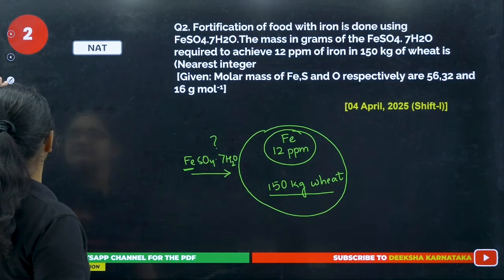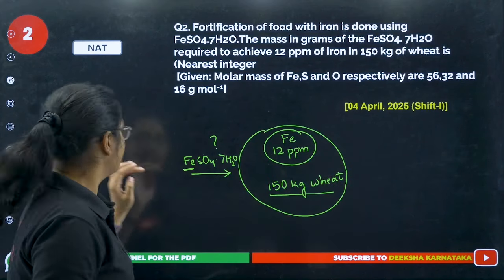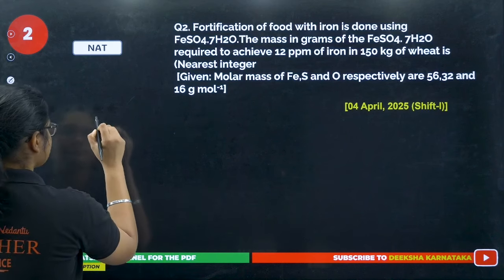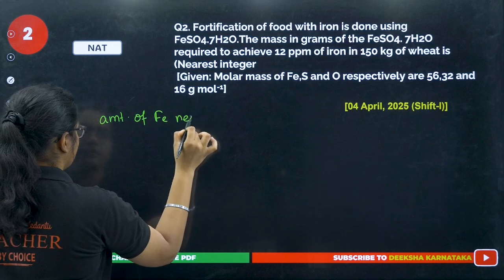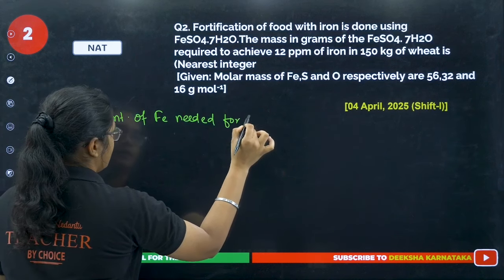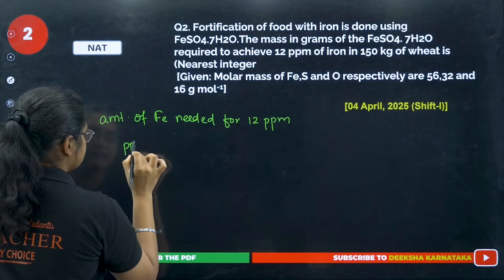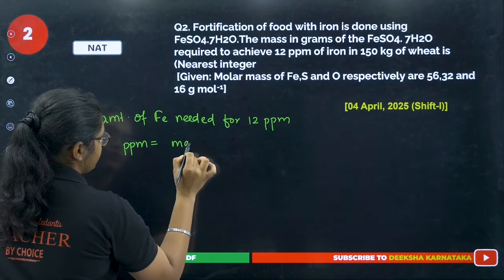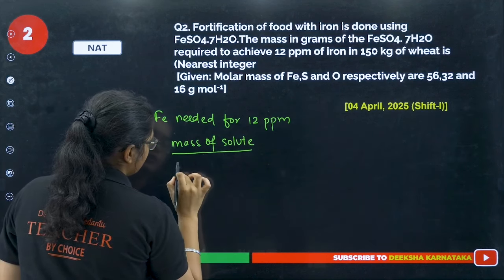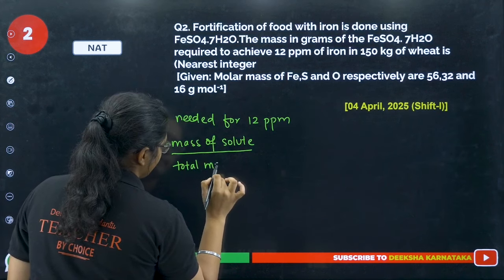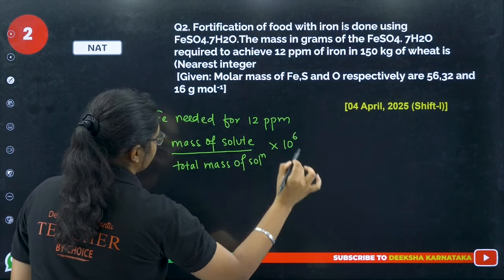Okay, so first let us calculate, for getting 12 ppm of Fe, how much Fe has to be added. Okay, so first let us calculate the amount of Fe needed for 12 ppm, right? So what's the formula here? You know, ppm is equal to the mass of the solute divided by the total mass of the solution into 10 to the power of 6.